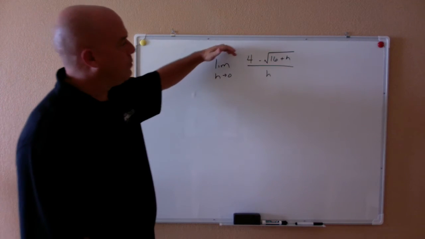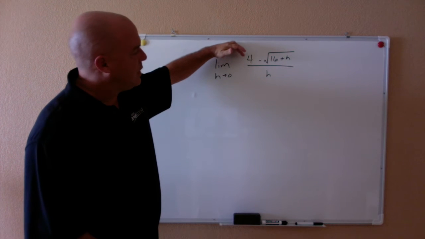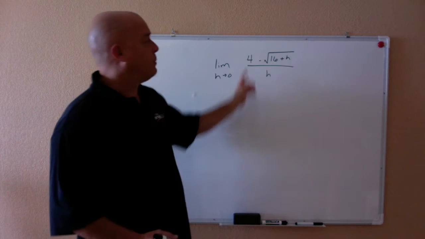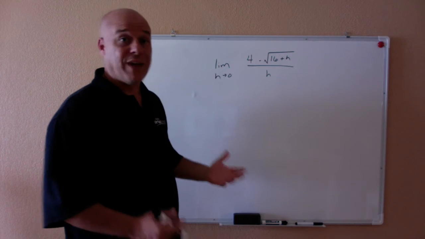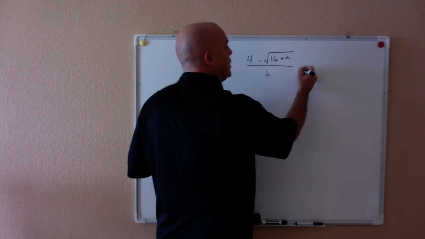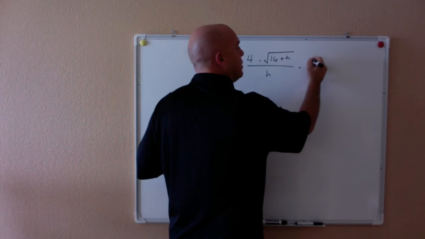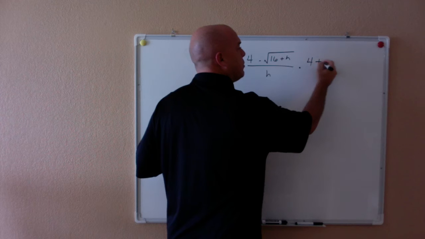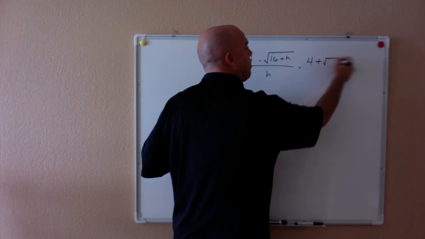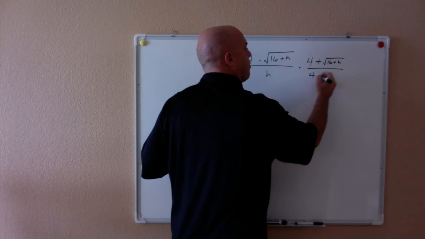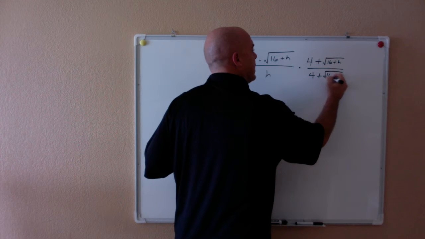But hopefully you remember from your algebra and pre-cal days the idea of multiplying by the conjugate. This is a good strategy sometimes, especially if you've got roots or radicals involved. So what I'm going to do here is multiply top and bottom, again multiplying by 1. This time in the form of the conjugate, so I'm going to be multiplying times 4 plus the square root of 16 plus h over 4 plus the square root of 16 plus h.